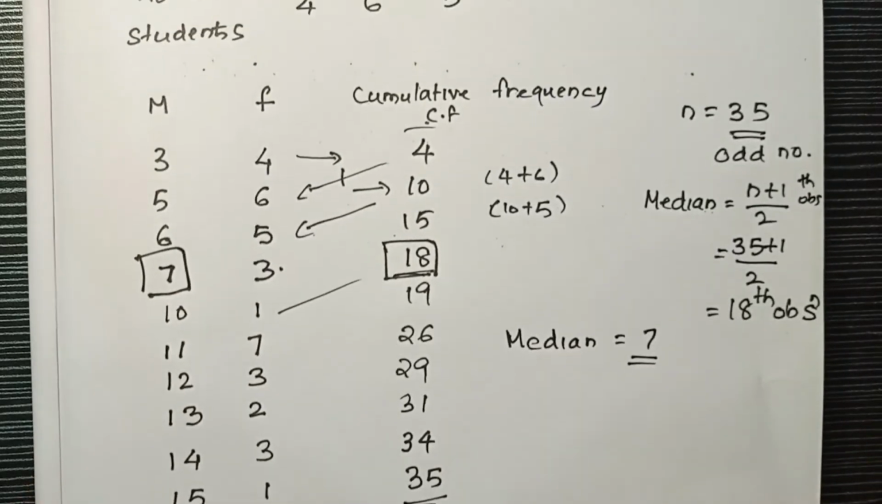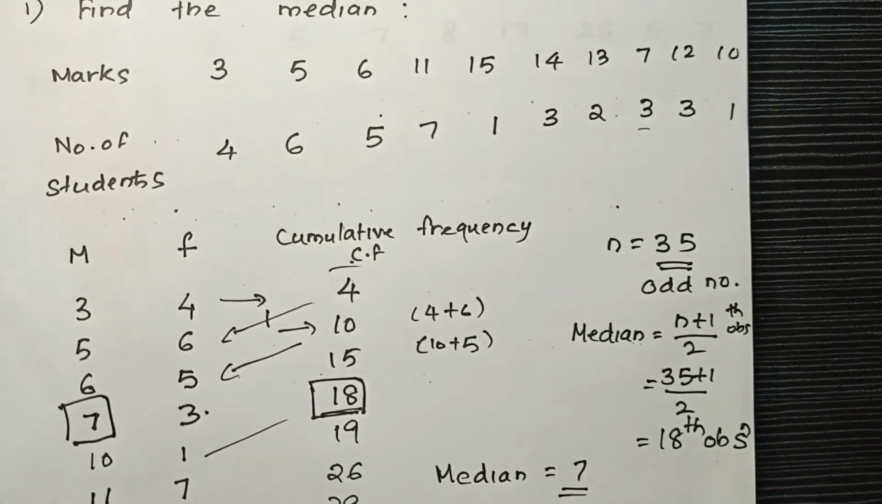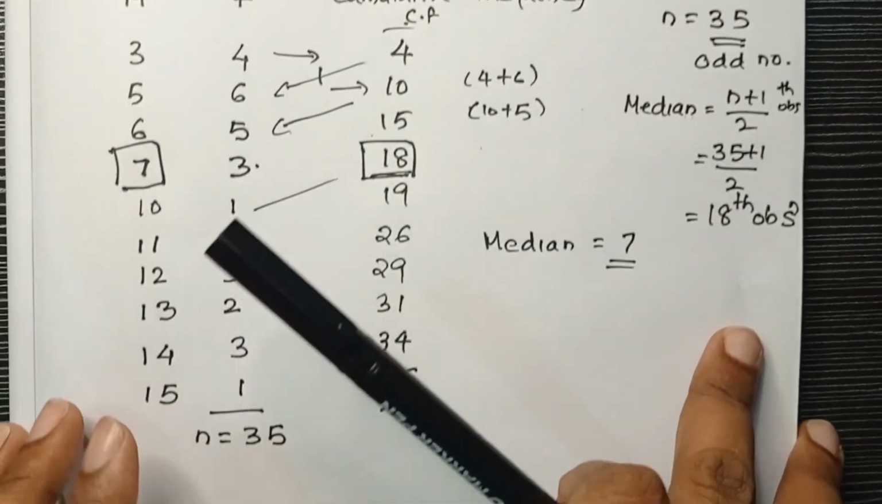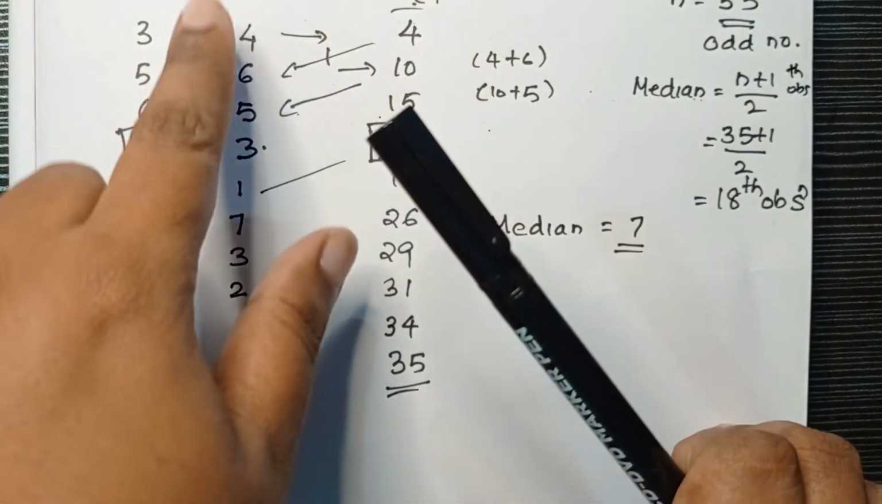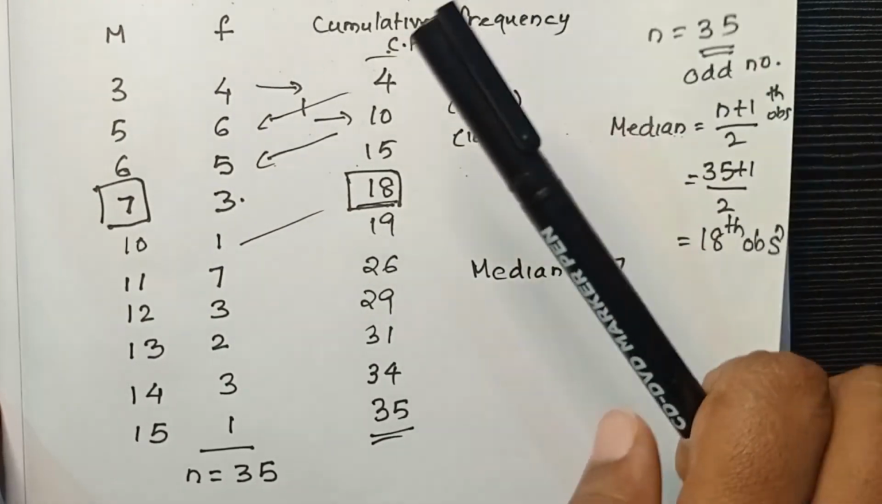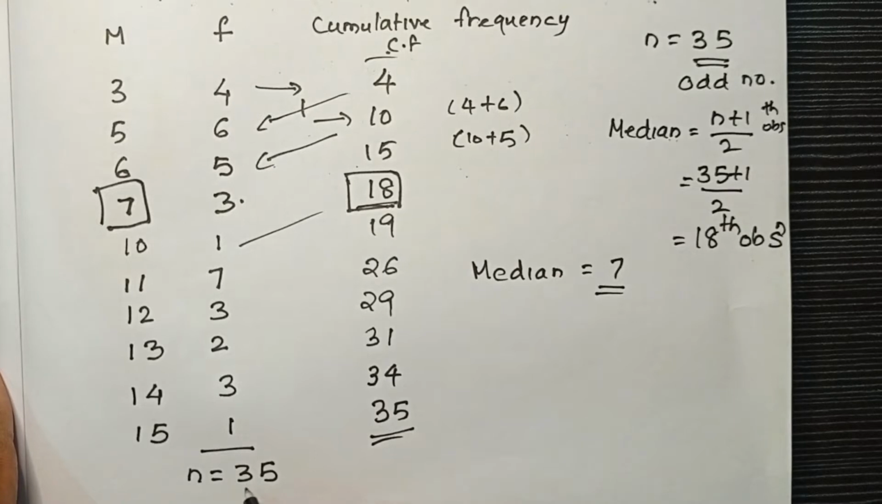Okay, so I hope it is clear. I'll just explain it quickly once again. Here some values are given, and its frequency is given. What we have done is that we arranged it in ascending order and we wrote their corresponding frequency. Then we found out the total of this frequency, n.